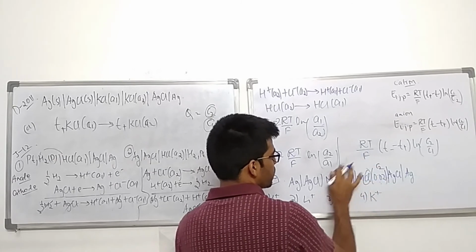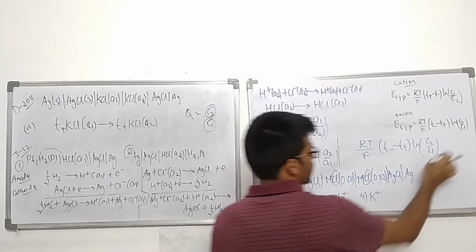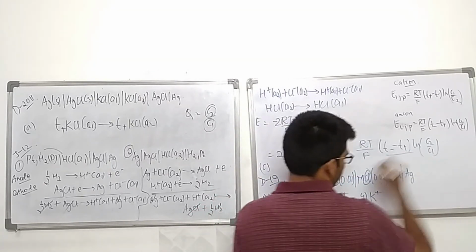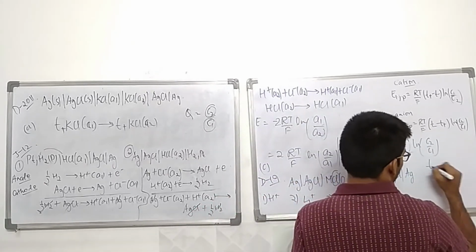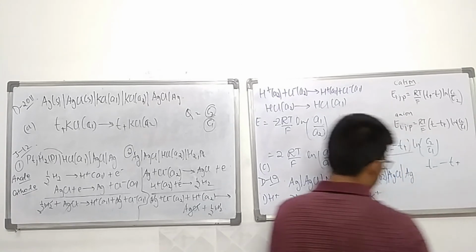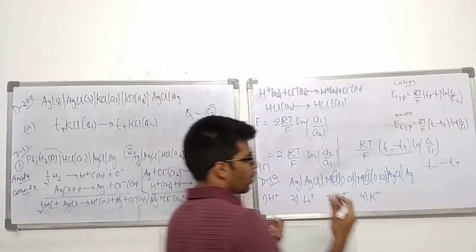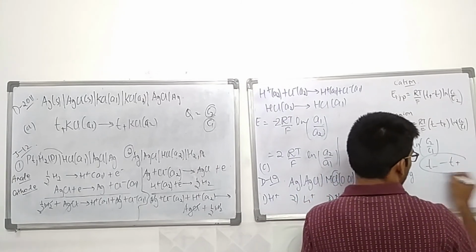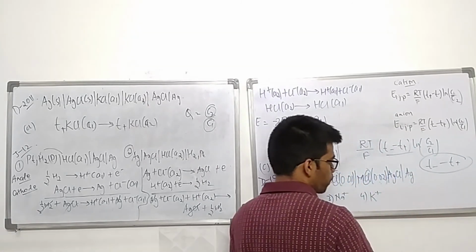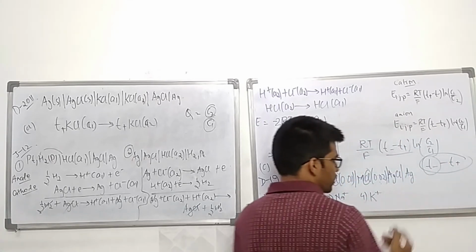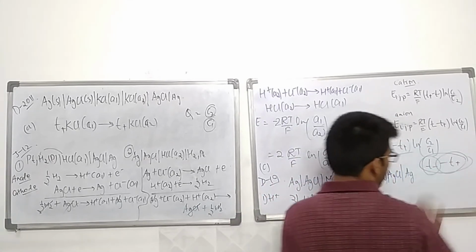That means we can say that this part is positive. What I'm left with is this, that means T minus minus T plus. Now they are saying the liquid junction potential will be highest when... For this to be highest, this part has to be the highest one. Now this is constant because Cl minus doesn't change. It is the cation that we have to see.